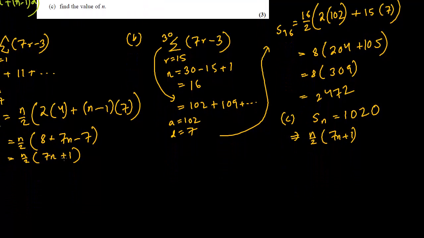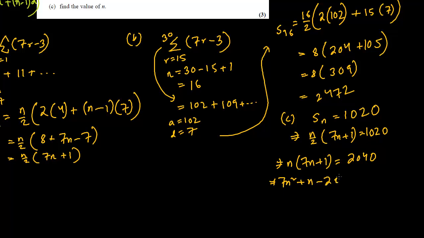So n by 2, 7n plus 1 equals 1020. Let's solve this. This is going to be a quadratic equation. This would be n into 7n plus 1 equals 2040, if you multiply by 2. So then we have 7n squared plus n minus 2040 equals 0.